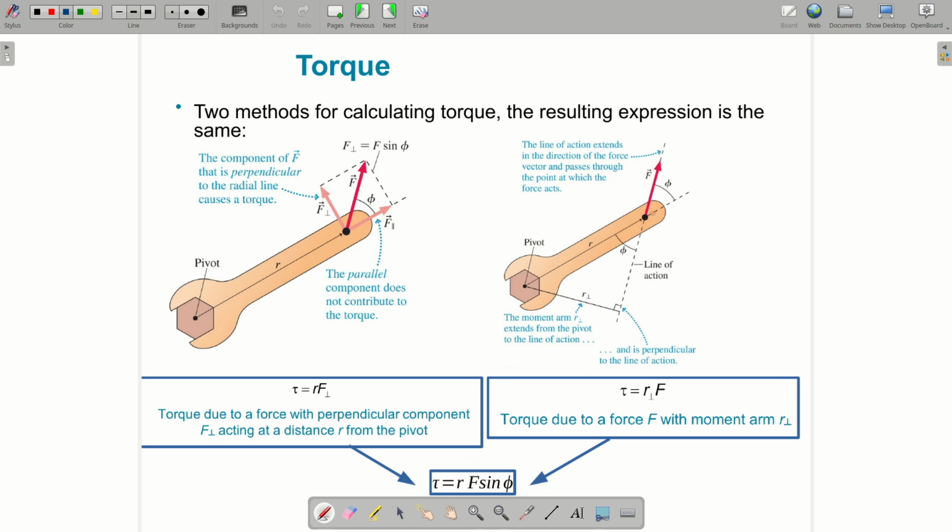But again, in some pictures, in some figures, in some problems, it's easier to just draw the extension of force. You can maybe see what R perpendicular is and just directly calculate from there. But we can also turn this around and say torque is equal to perpendicular direction to the pivot point times the force. And each gives me the same equation, RF sine phi.